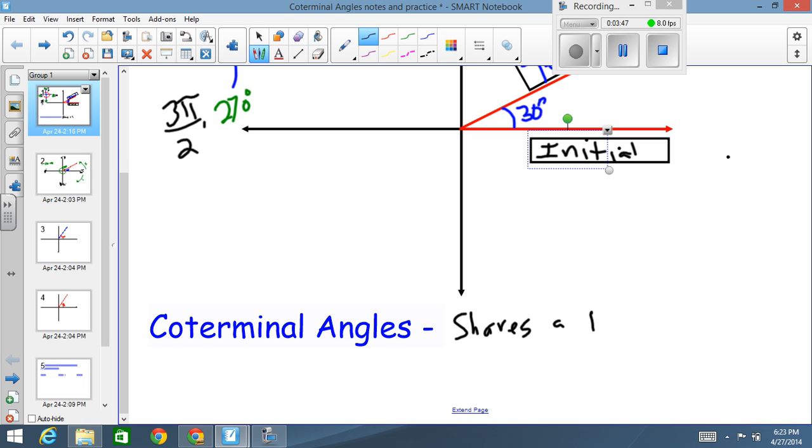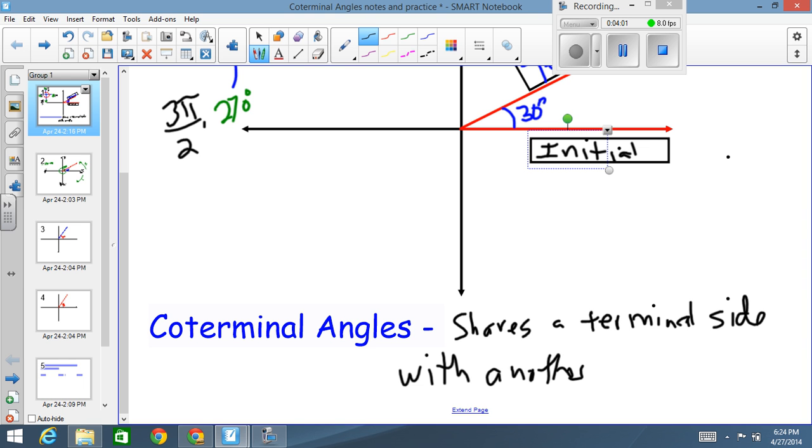shares a terminal side with another angle. So a coterminal angle would be one that shares a terminal side with a different angle.